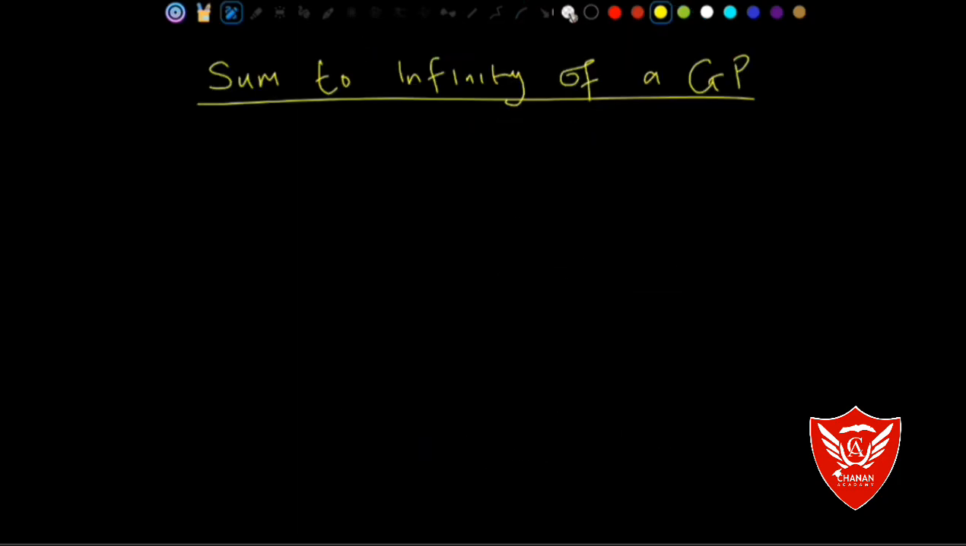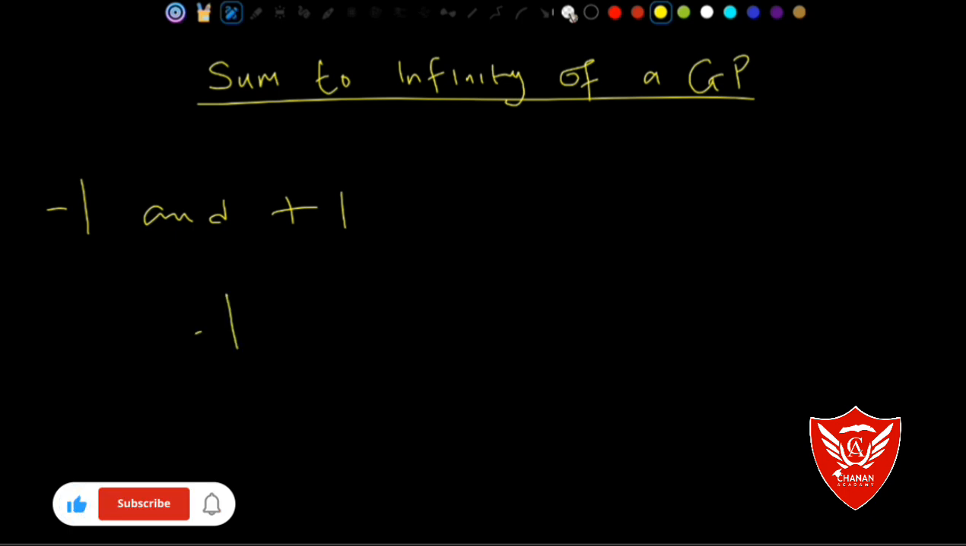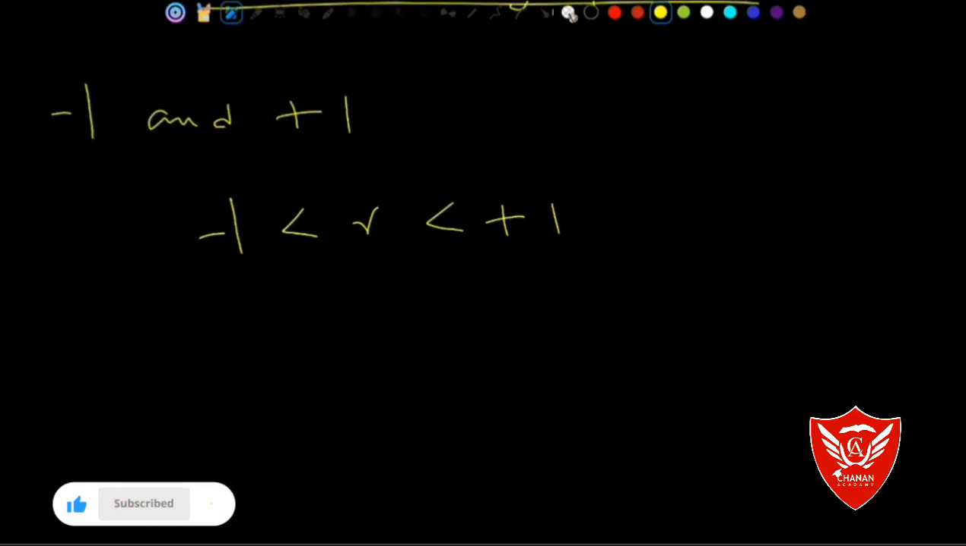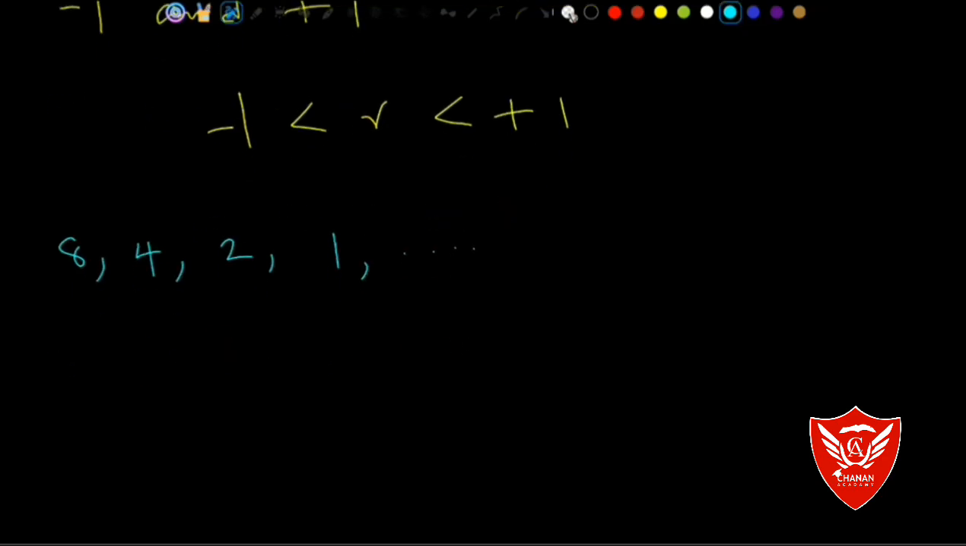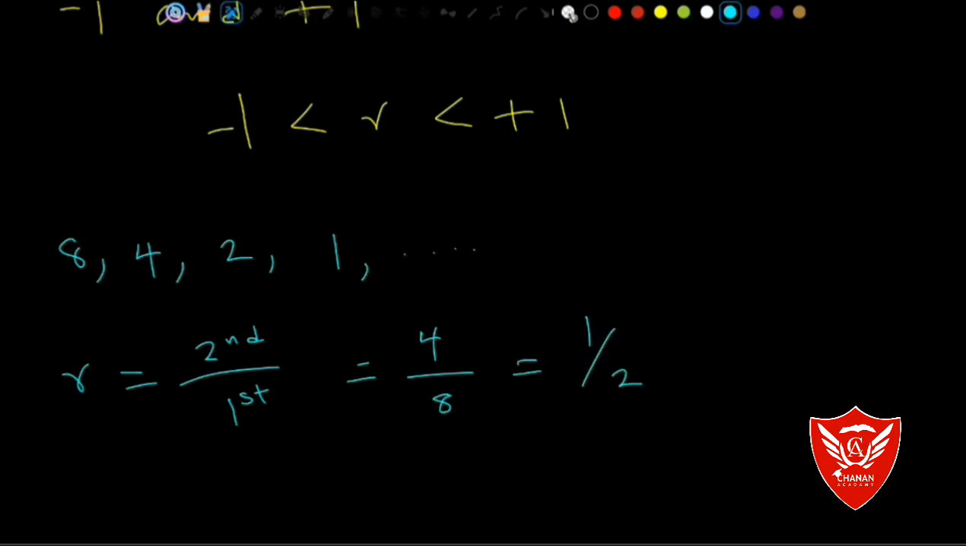Sum to infinity of a geometric progression. Now, consider a geometric progression whose common ratio is between -1 and +1. For example, if we have the sequence 8, 4, 2, 1, the common ratio is the second term over the first term, which gives us 4 over 8, and this is 1 over 2. Now, 1 over 2 is between -1 and 1.